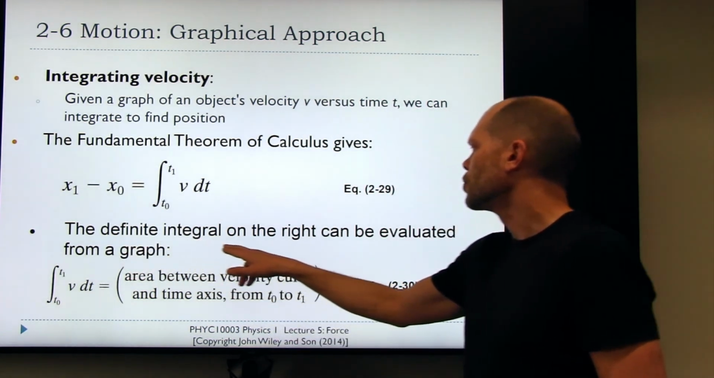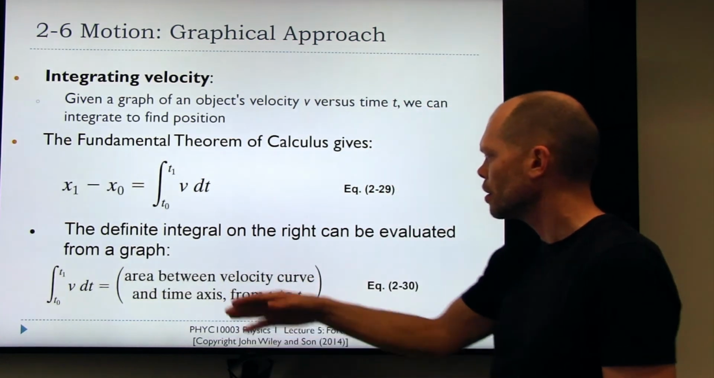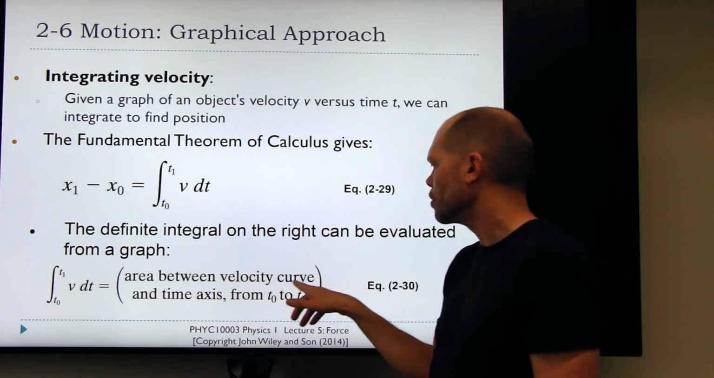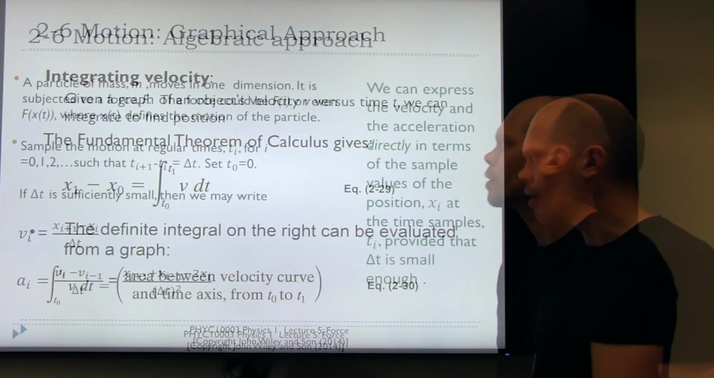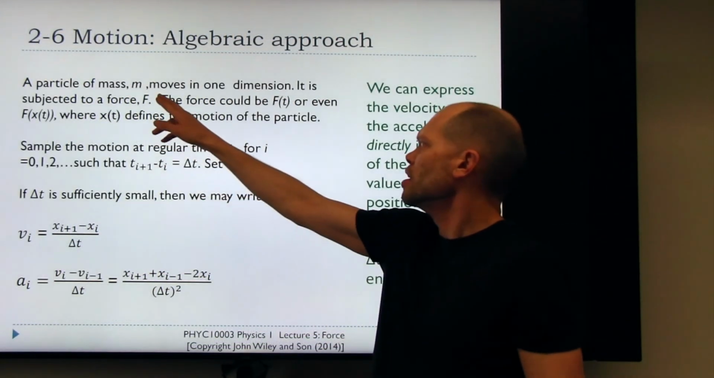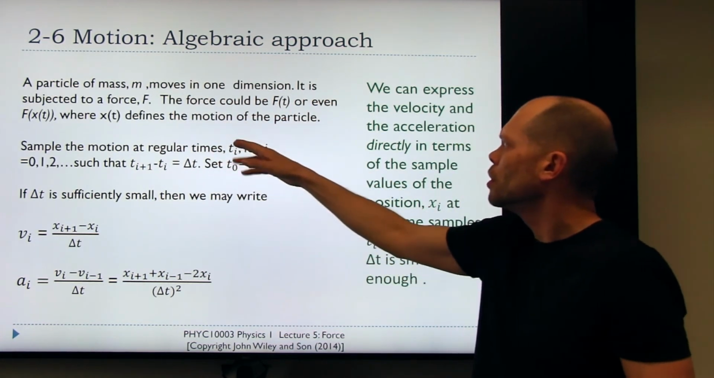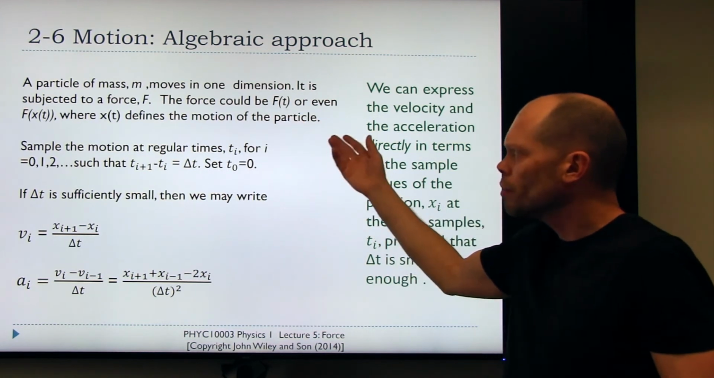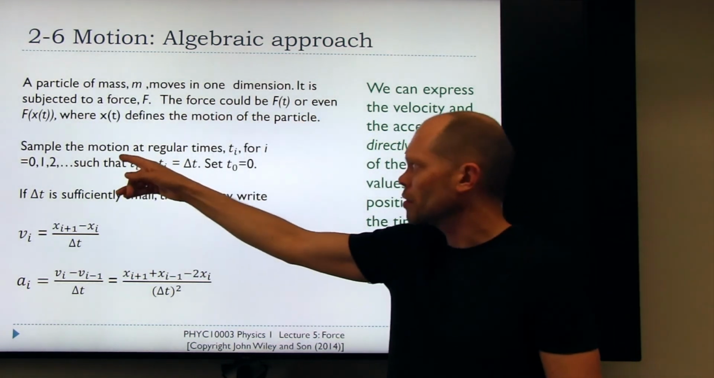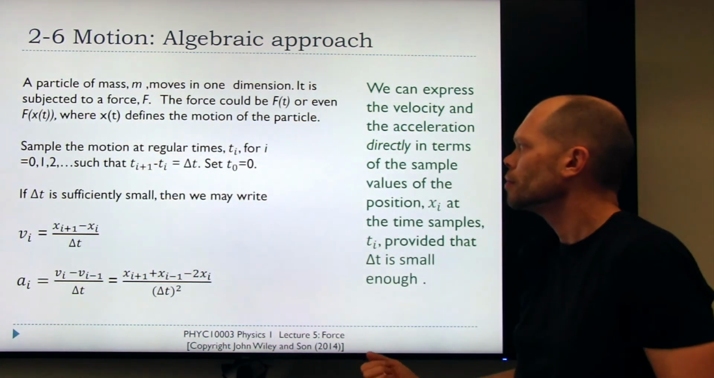So the definite integral on the right can be evaluated from the graph. We've done this before, same thing. It's the area under the velocity curve from the initial time to our final time. So a particle of mass m moves in one dimension. It's subjected to a force F. The force can be written in terms of time, or it can be written in terms of position with respect to time, where that x of t defines the motion of the particle.